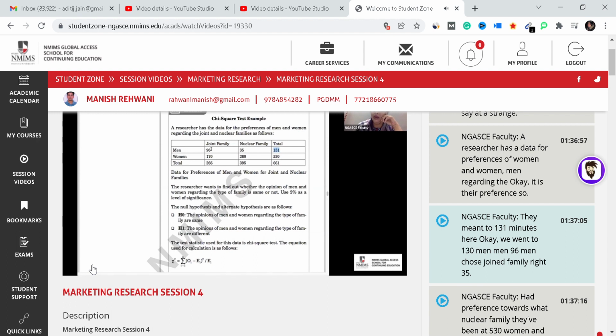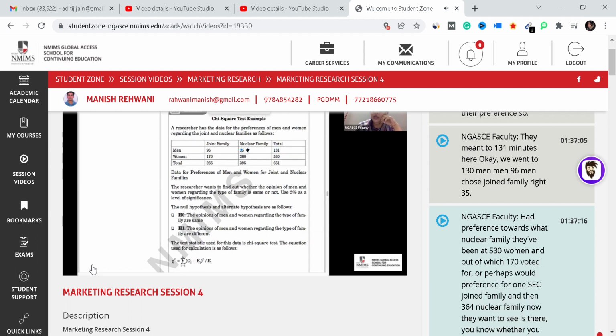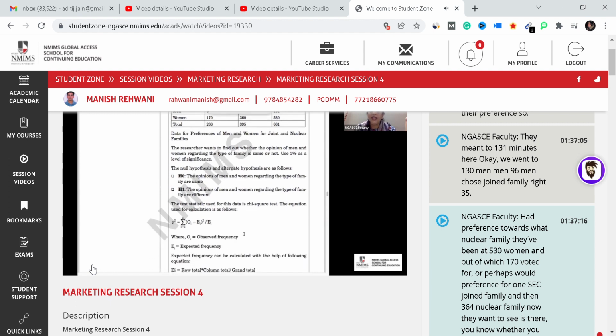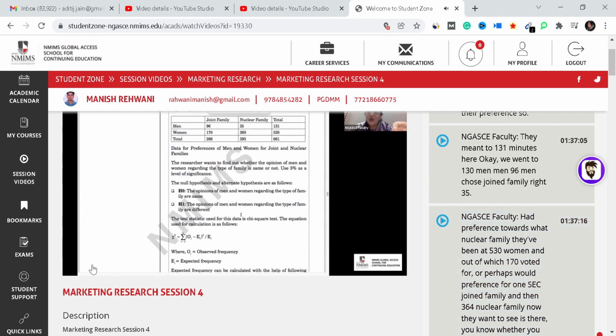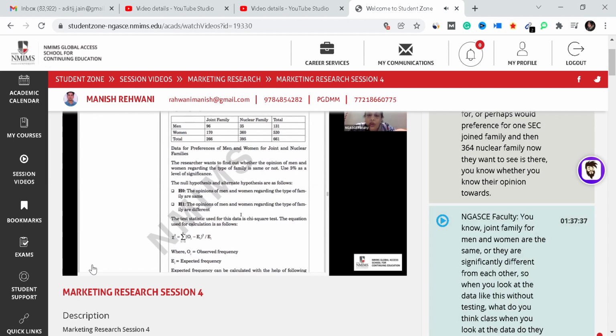96 men chose joint family, right? 35 had preference towards what? Nuclear family. They went to 530 women, and out of which 170 voted for or had good preference of joint family, and around 360 for nuclear family. Now they want to see whether their opinion towards joint family for men and women are the same, or they are significantly different from each other.